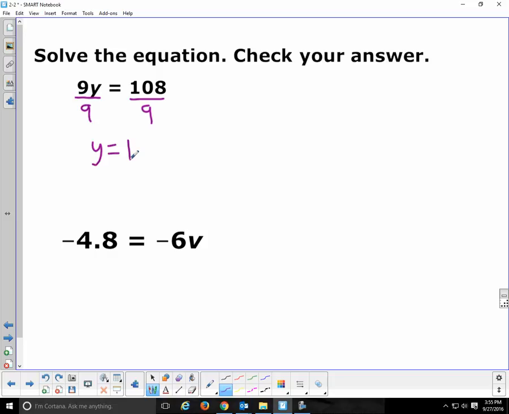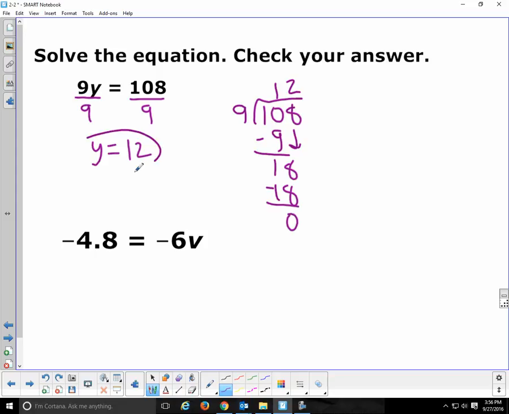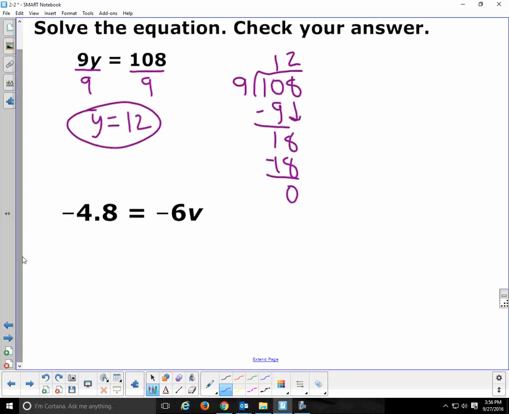Let's do it the long way just to double check. So you can see what I'm doing in my head, but I'm also going to do it the long way. 9 goes into 10 one time. 1 left over, bring down the 8. 18 divided by 9, 2. 2 times 9 is 18. It worked. But I wanted to show you what I'm doing in my head when I'm doing these problems too. So you can see in my head, so to speak.